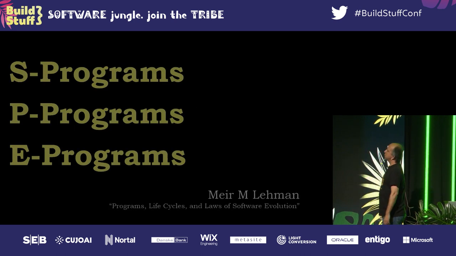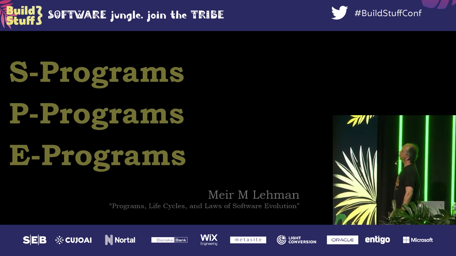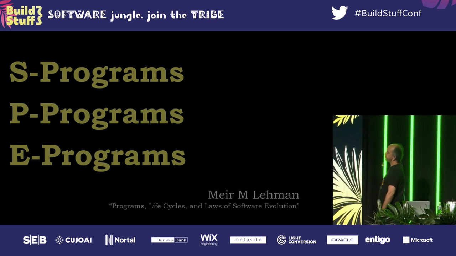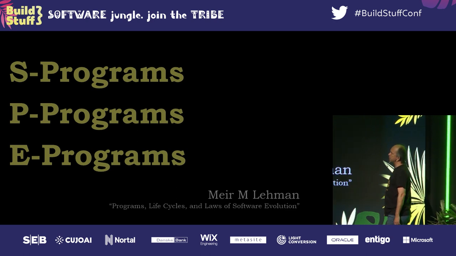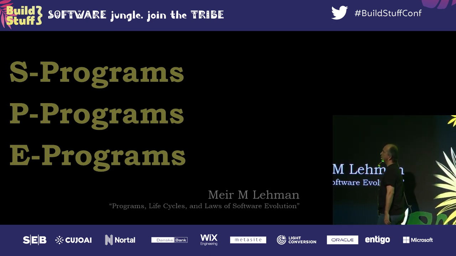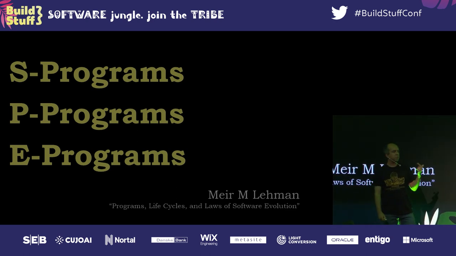But we need to understand where this lives, so I'm going to close by considering a framework from Meir Lehman, from a paper he wrote in 1980. We can characterize code as S, P, or E.